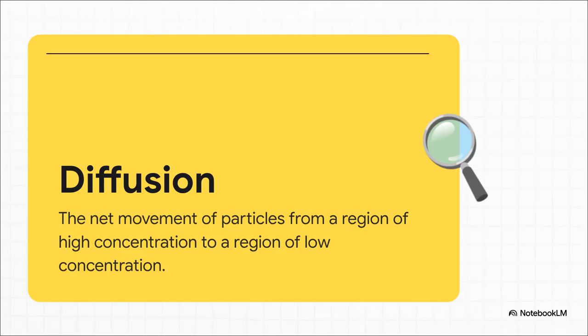Okay, so here's the textbook definition you'll want to remember. Diffusion is the net movement of particles from a region of high concentration to one of low concentration. The word net is super important here. It's like being in a packed room. People are moving all over the place, but the overall, or net, movement is going to be out the door into the empty hallway. That's diffusion.